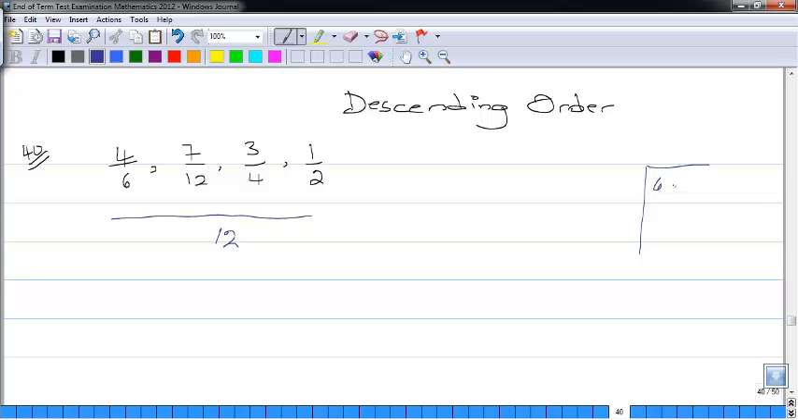We could say 6, 12, 4, and 2, and we look for something that can go into all of them. So 2 could go into all of these, yeah. 2 could go into 6 3 times, 2 could go into 12 6 times, 2 could go into 4 2 times, and 2 could go into 2 one time.